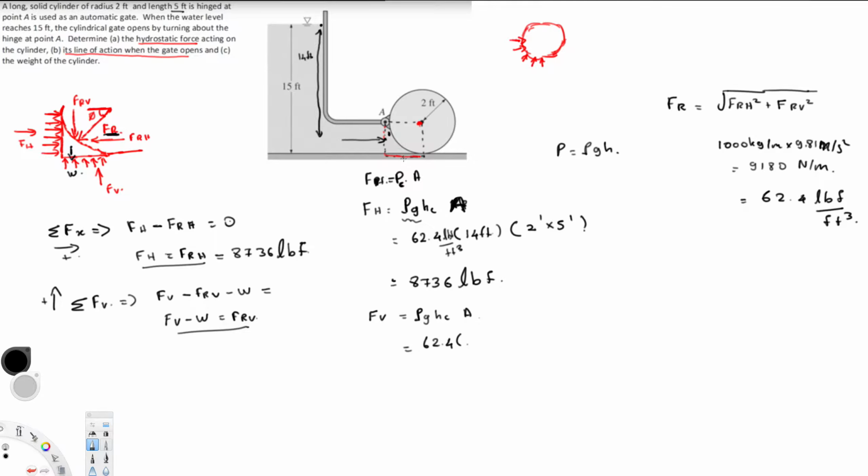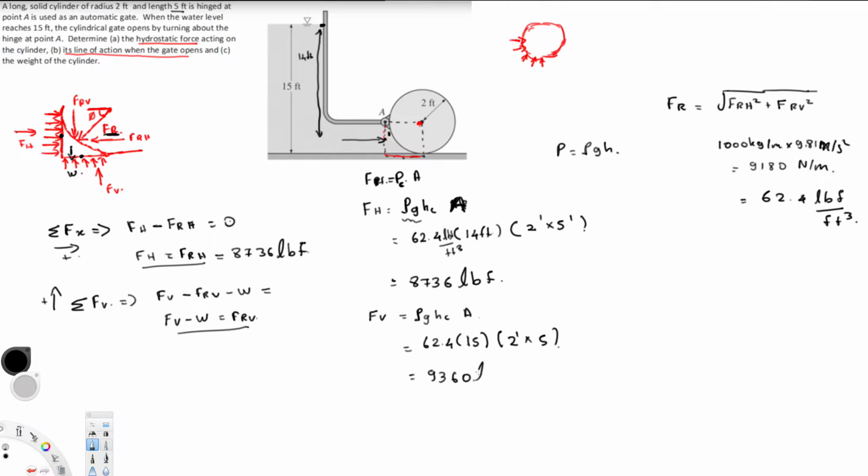For the vertical centroid, let's put it in this picture. The centroid is right here, but it's going to be 15 feet from the reference point. So that's going to be the height. So this is 15 times 15 feet times the area, which is the same thing, 2 times 5. If I calculate this one, it comes out to be 9360.